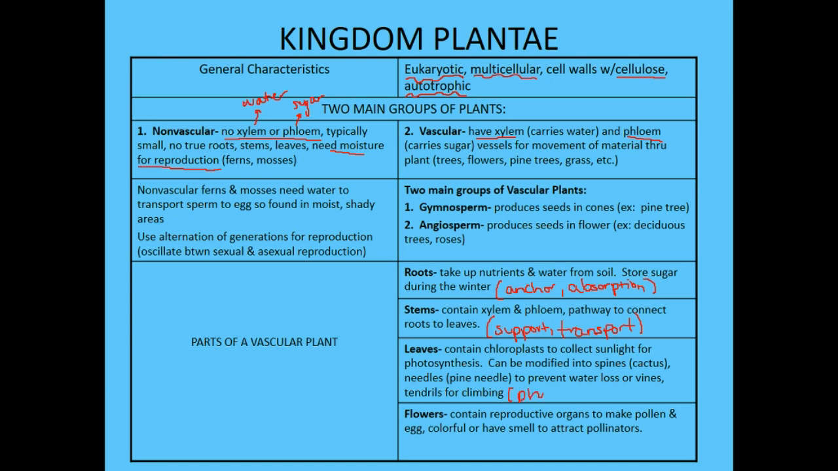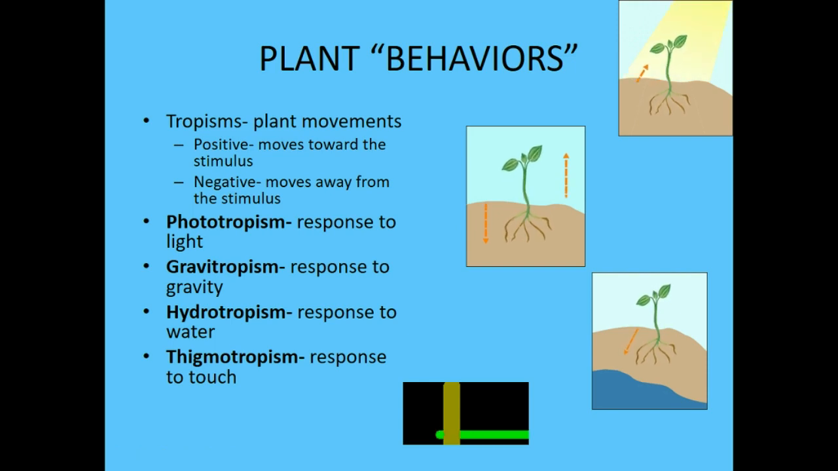The leaves, the big thing here is photosynthesis. You have to do photosynthesis there. And then finally, flowers are going to be your reproduction. So that's really important to remember in terms of key words that can help you remember.